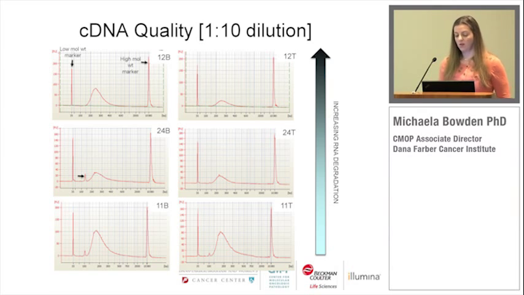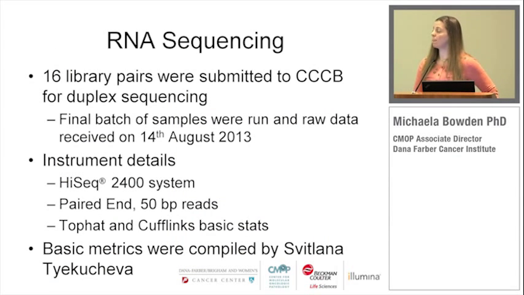Okay, so in terms of the sequencing, these get submitted to our core. And then the instrumentation, we use a HiSeq 2400 platform they had there. We do paired end reads, 50 base pair reads. There's no point in going any higher in the base pair reads because of the fragmentation sizes. We've done some testing with 100 base pairs. It didn't really make any difference to what we were seeing.